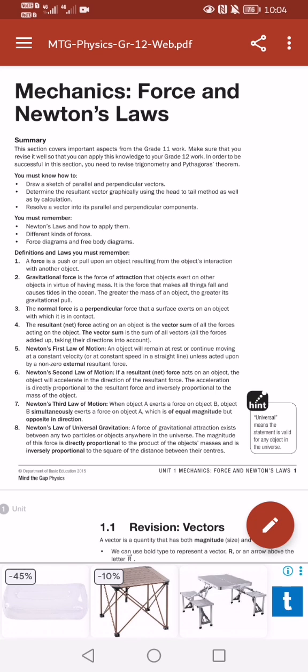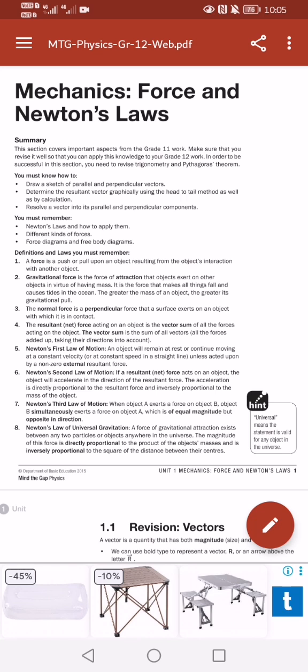Today we're gonna be dealing with mechanics, meaning forces and Newton's laws. So in summary, this section covers important aspects from grade 11 up. You must try by all means to understand everything that you did from your grade 11 that has to do with vectors and scalars. So now we're gonna be dealing with vectors and scalars.